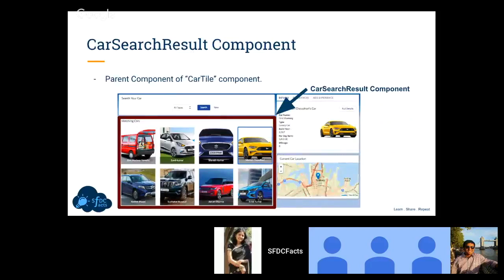And let's have a look at our car search result component as well. So if you see this column highlighted with red here, this is our car search result component. It again has one child component, which is the car tile component. We have already completed the markup for the car tile component yesterday. Today we will be iterating over our car tile component to display all the car results that we'll be getting from the server.